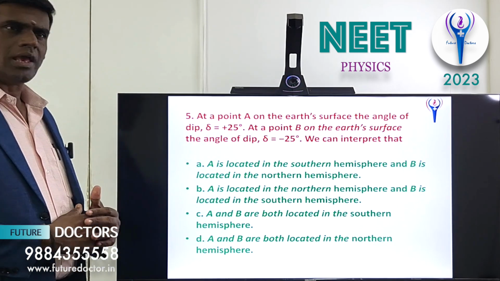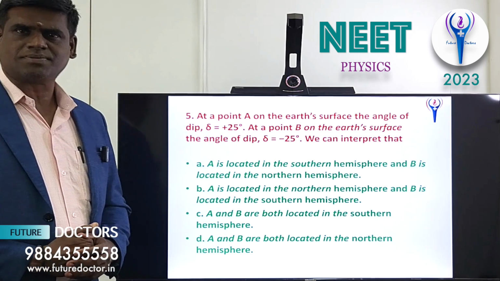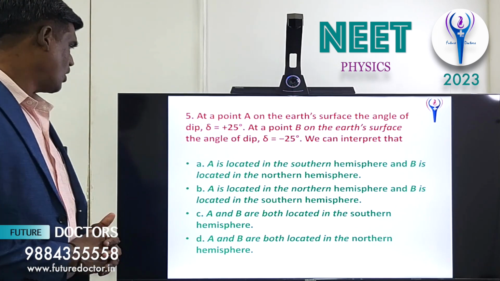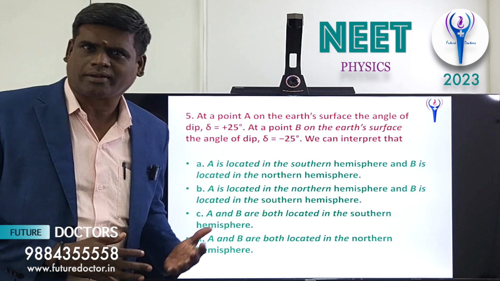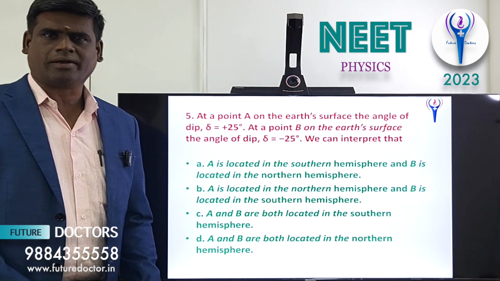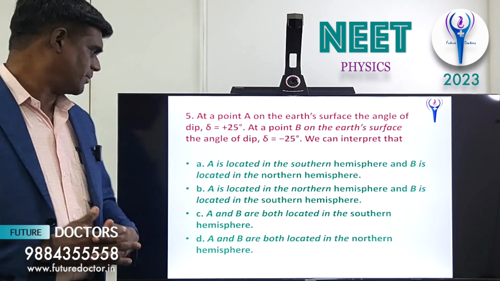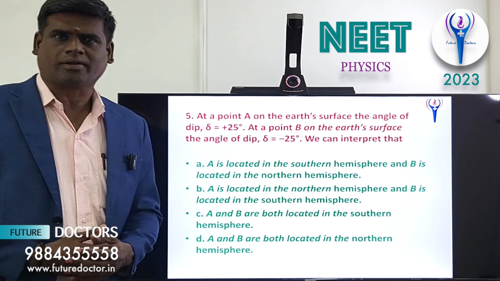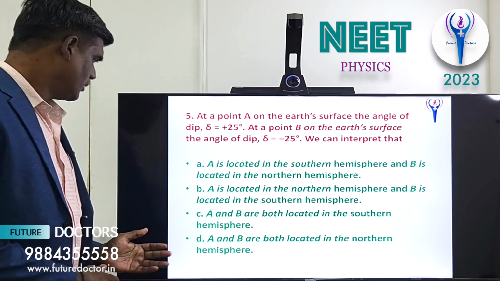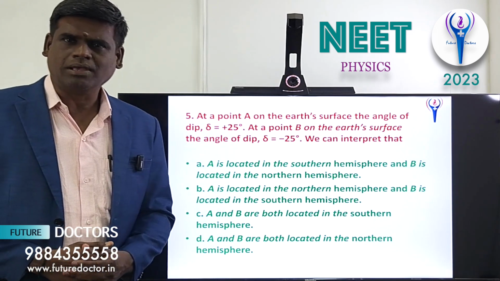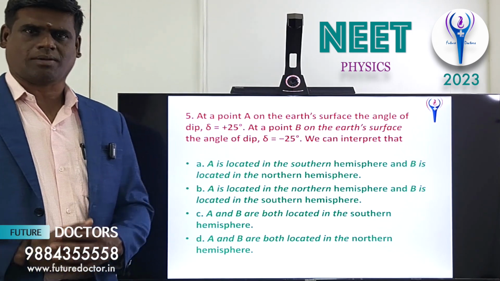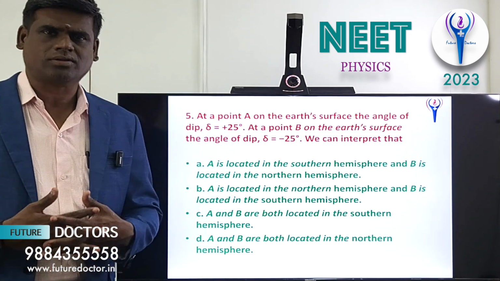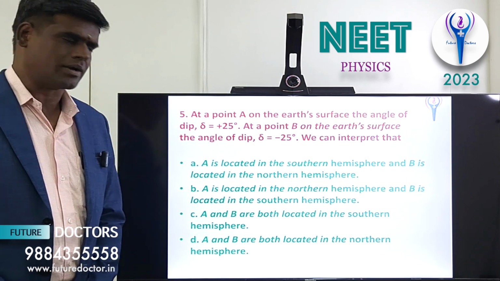Option A. A is located in the southern hemisphere and B is located in the northern hemisphere. Option B. A is located in the northern hemisphere and B is located in the southern hemisphere. Option C. A and B both are located in the southern hemisphere. Last option, A and B both are located in the northern hemisphere. So based on the delta value, we have to say whether it's north or south. Next question, question number 6.